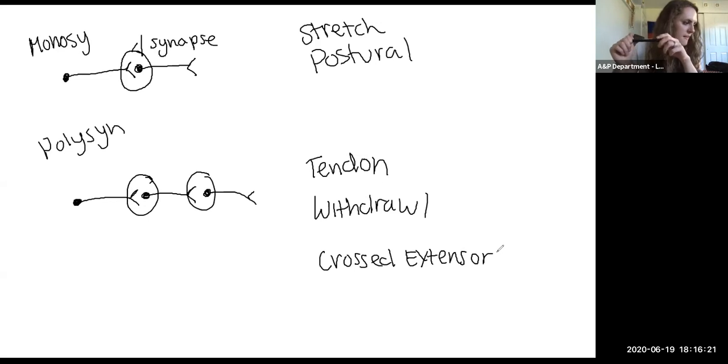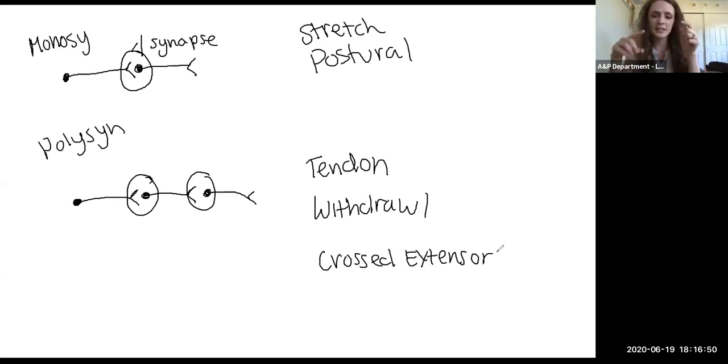Withdrawal reflex is when you withdraw from something that's going to be painful. So let's say, what's something that's painful? Be creative as possible. You just stuck your finger in a pencil sharpener because I don't know why, you just did. You're immediately going to pull your hand back. This is your withdrawal reflex. You withdraw from things that are painful.